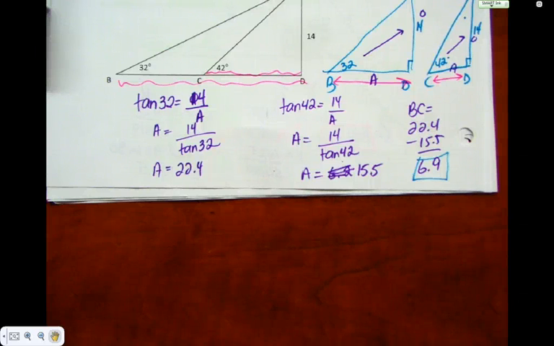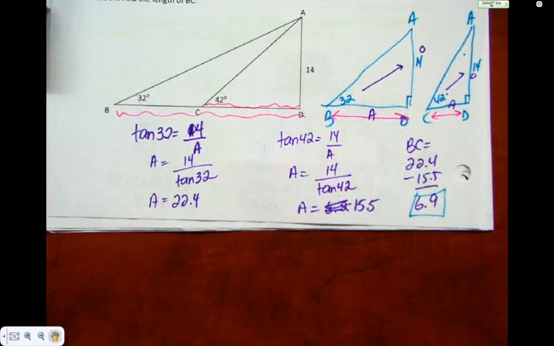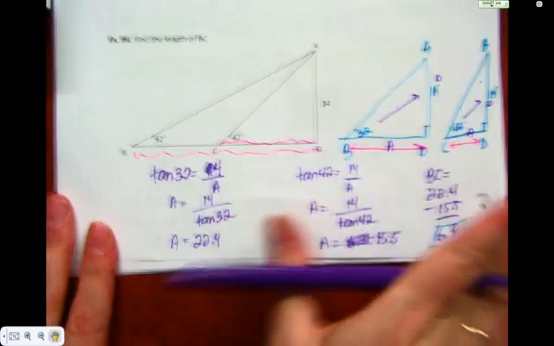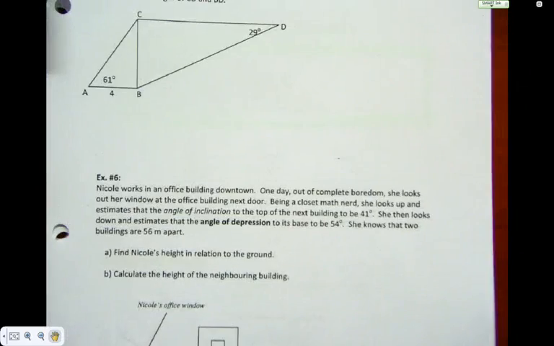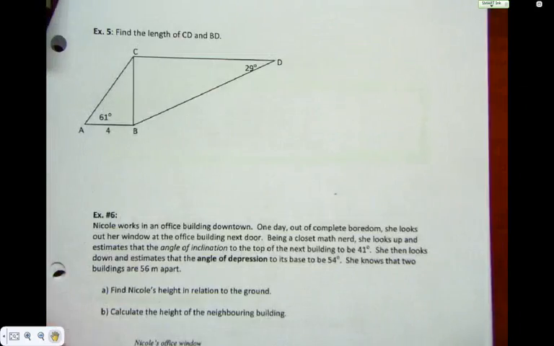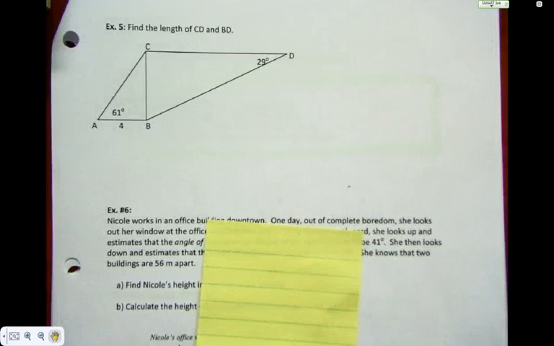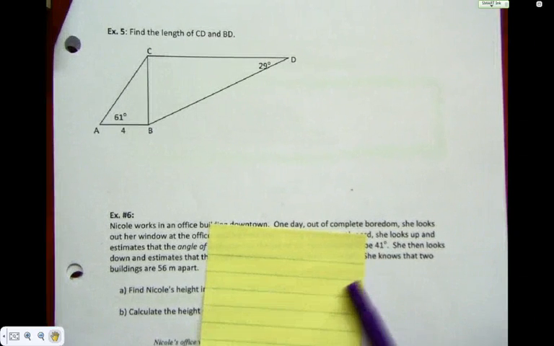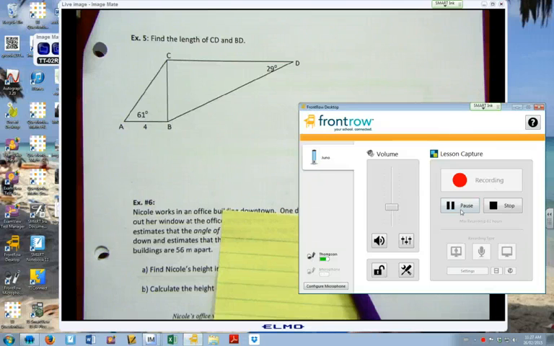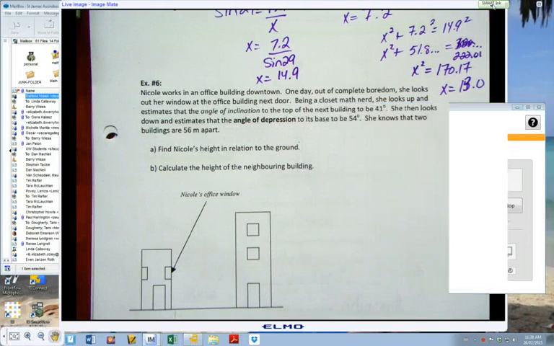How are we feeling so far in double triangles? Good. Again, this is one until you've seen it, it's kind of hard to figure out. I think you're ready for 5 with your partner. I think you can do it.